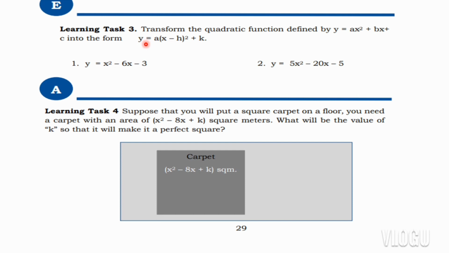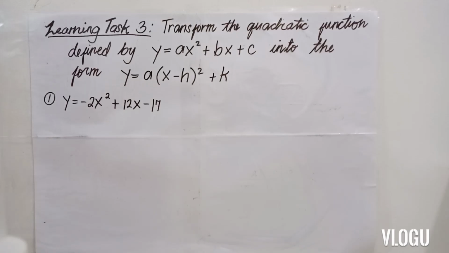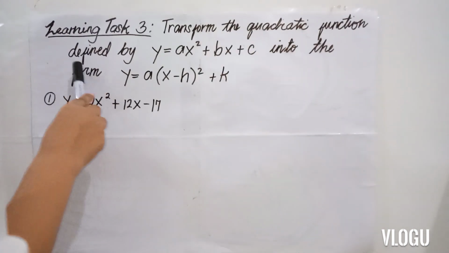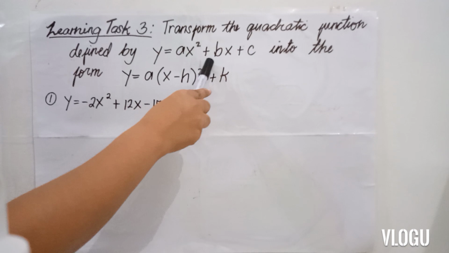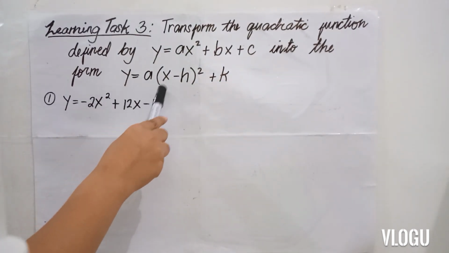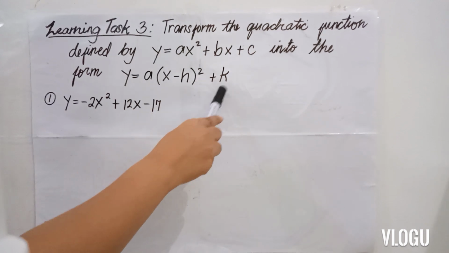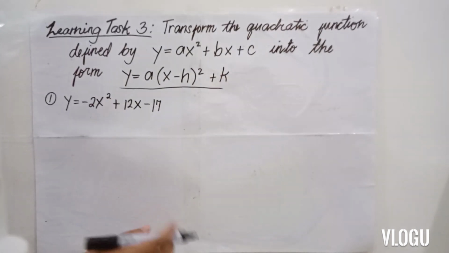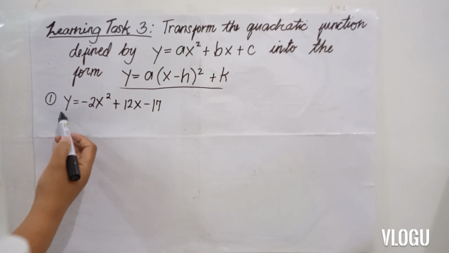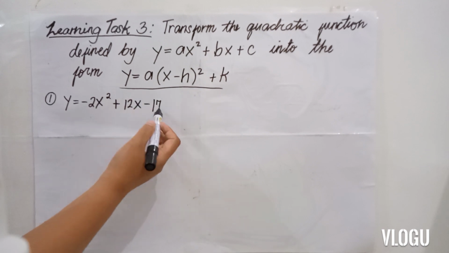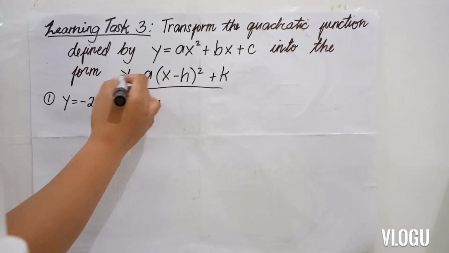I will give you an example. Now, let's have example in learning task 3. We need to transform the quadratic function defined by y is equal to ax squared plus bx plus c into the form y is equal to a times x minus h squared plus k, or ito po yung tinatawag natin na vertex form. So, ito po ang ating given sa number 1. We have y is equal to negative 2x squared plus 12x minus 17. So, we're going to transform this into this form.